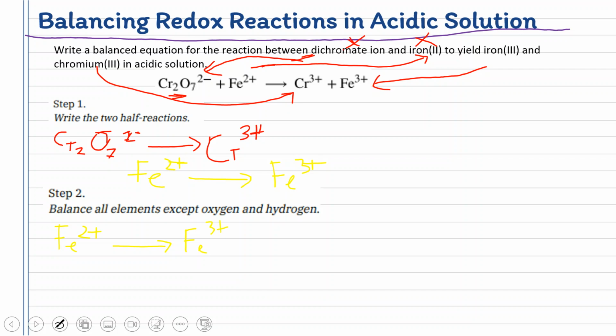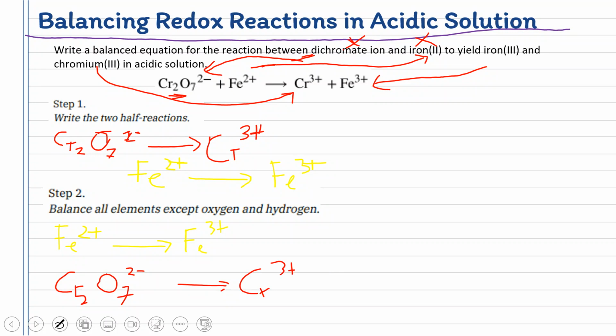The one in red has oxygen. They're saying balance all the elements except that. Okay, so let's balance all the elements except that. So we see Cr, we can balance Cr. Let's write it in red. So I have Cr2O7 2 minus. It becomes Cr3 plus.